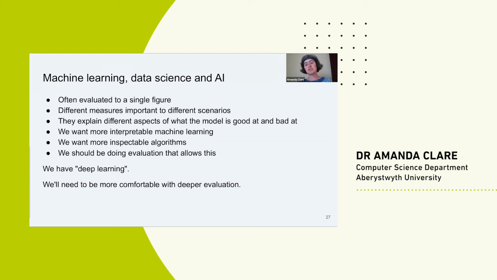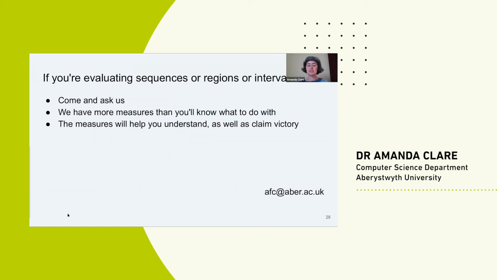And, you know, we've got this phrase of deep learning, which is all the rage at the moment. We have deep learning, which just essentially means neural networks with many, many layers and many, many connections. But I think what we need to become as a field is more comfortable with deeper evaluation. It should be more routine, not just to produce a couple of accuracy measures, but to produce a much deeper evaluation of your system.